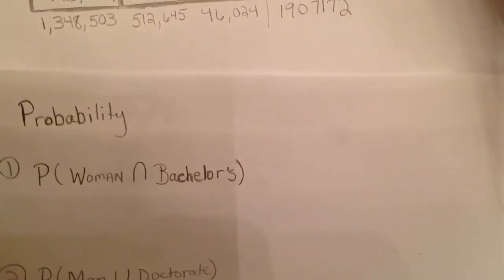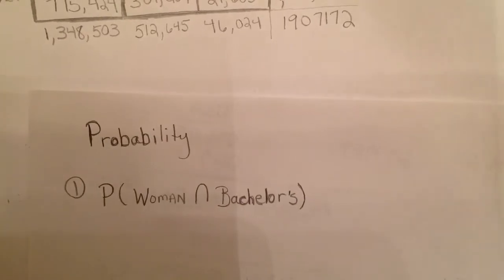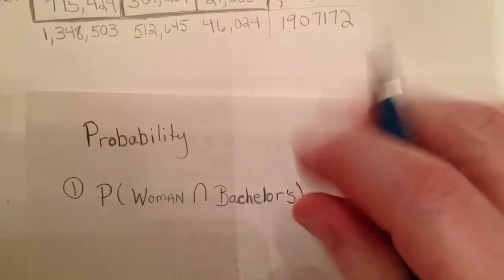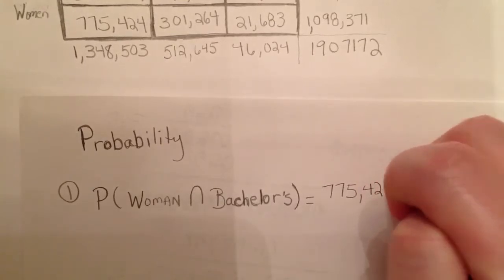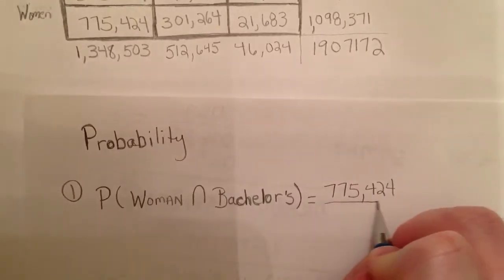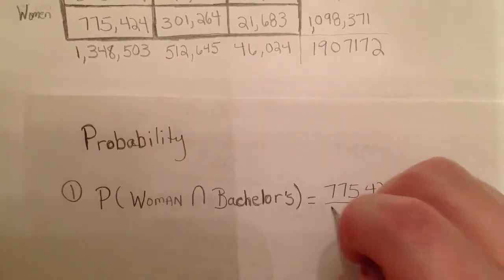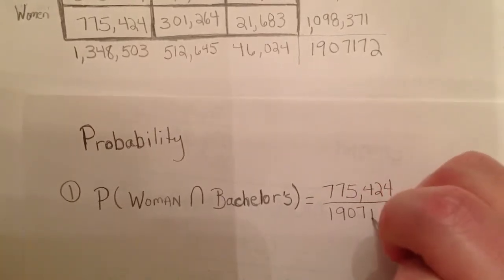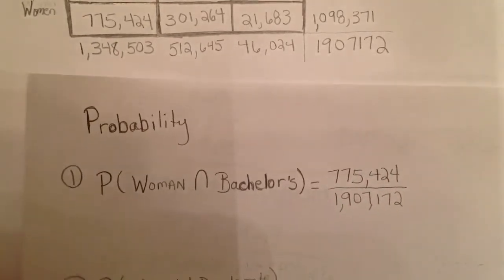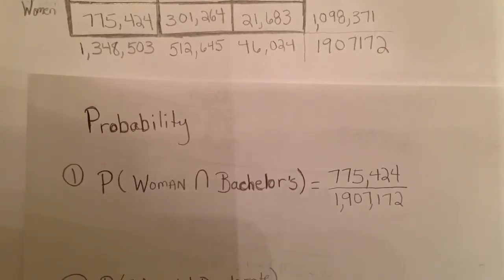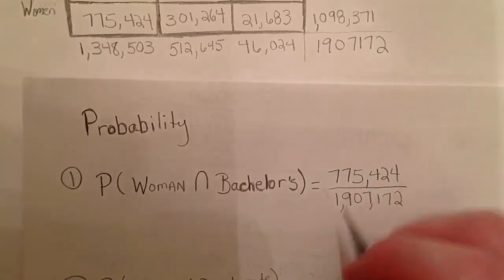And so a way that this could be written symbolically is that with the numbers as they are, the probability of woman with a bachelor's, you can have 775,424, again out of 1,907,172. And if you were to put this in decimal form, okay, this comes out to almost 40.7%.